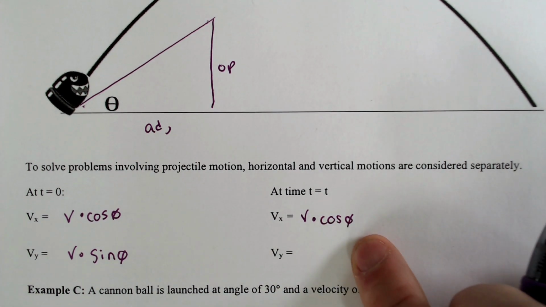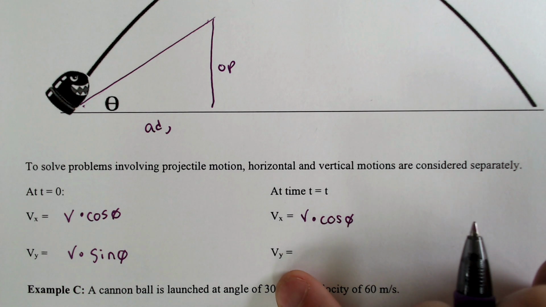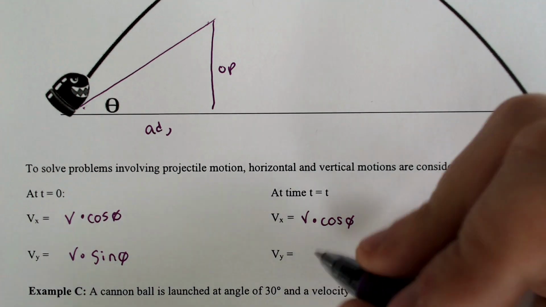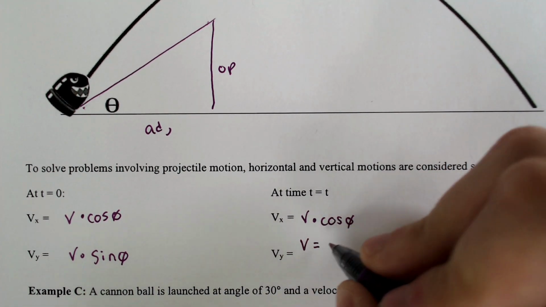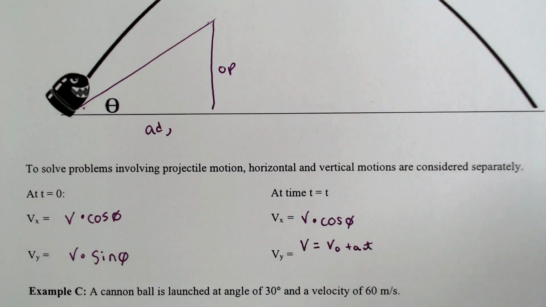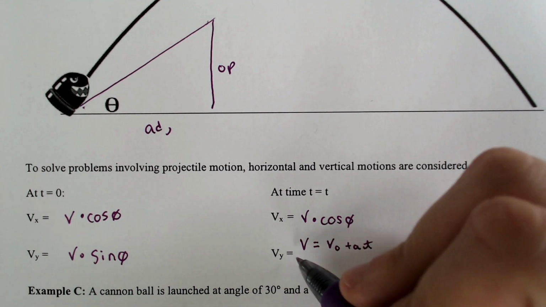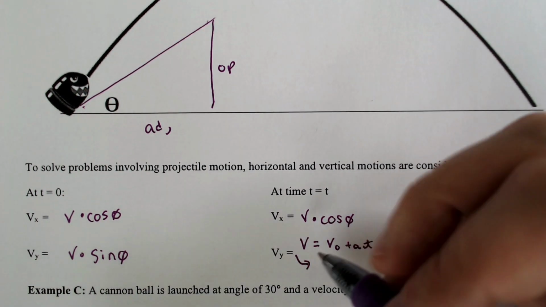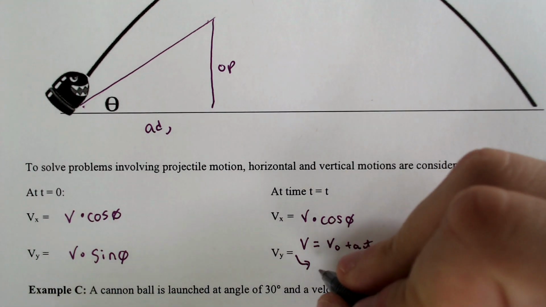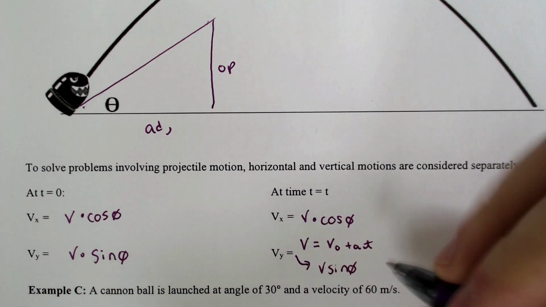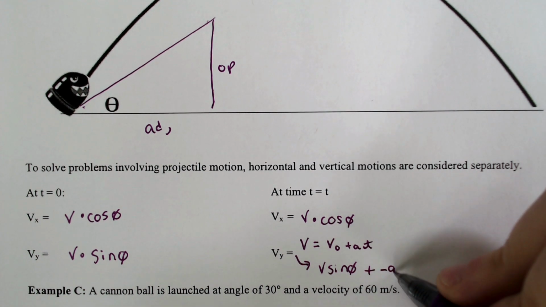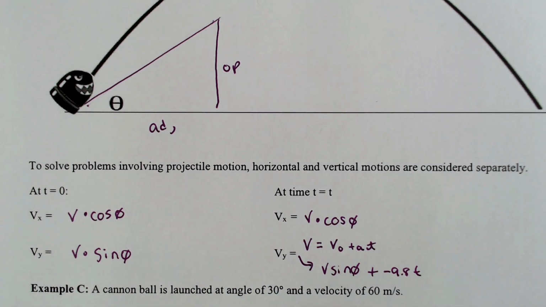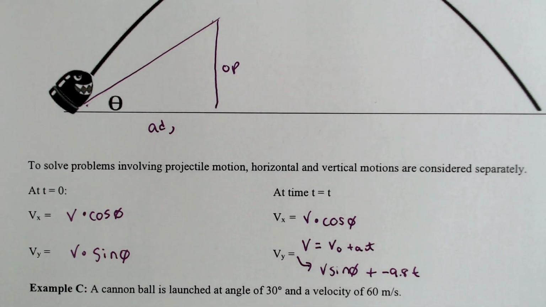So v cosine theta will remain constant the entire time, but the vertical component will be affected by gravity, and gravity will be using the formula v equals v0 plus at, that kinematic equation, which means that vy, I didn't leave myself enough space, would be v0, which is the original part, v sine theta, plus gravity, which would be negative 9.8 times t. Because gravity will influence the vertical component, it will not influence the horizontal component. It will continue shooting horizontally. Whatever it started with will be what it ends with.